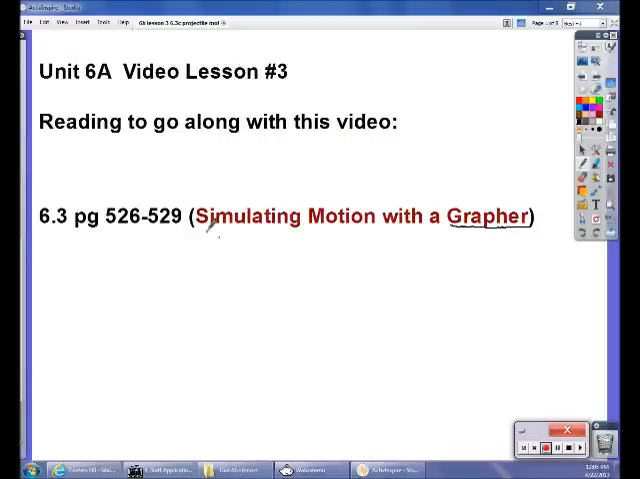We don't have quite so much reading to go along with the video. Simulating motion with a grapher is our only topic, but I need you to actually have your graphing calculator and follow along. There are a lot of examples I want you to try graphing on your own as you read that.